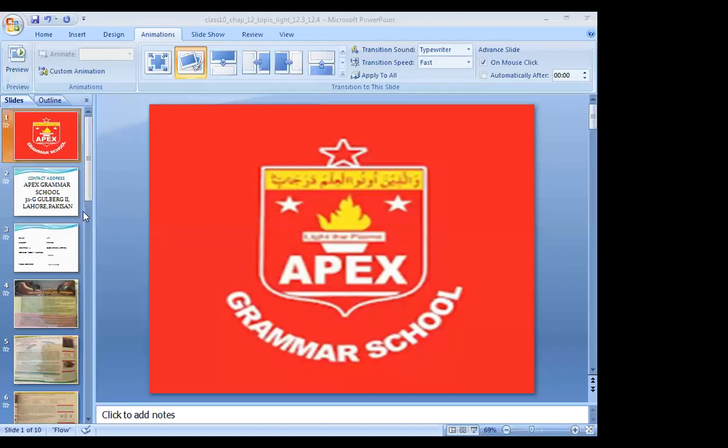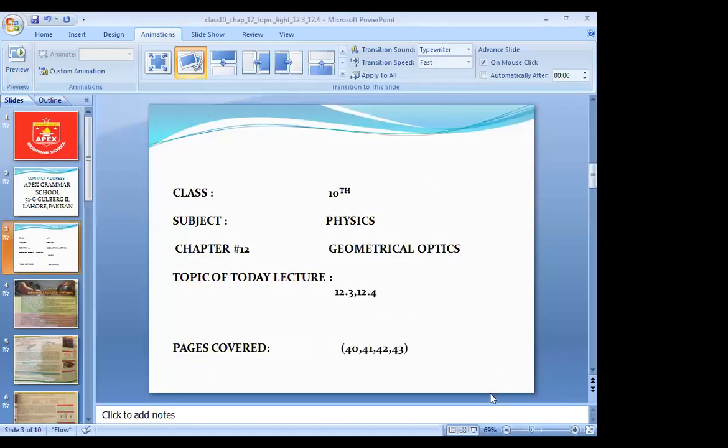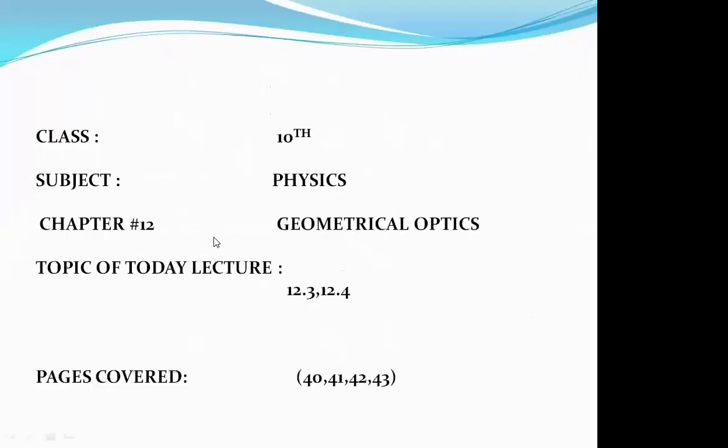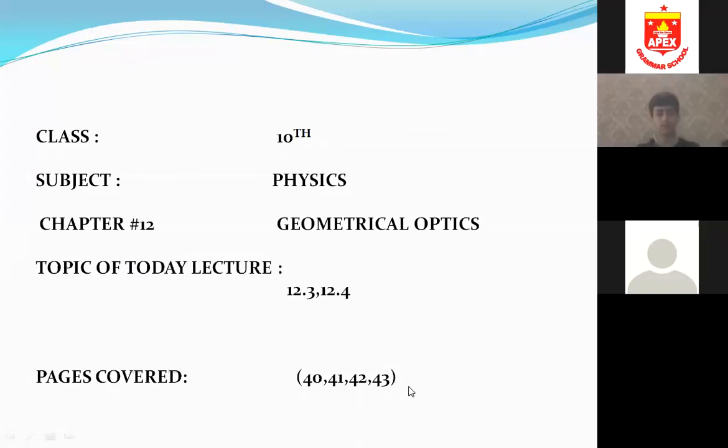Today, we are going to do class 10, subject physics, chapter number 12, Geometrical Optics. We have already covered articles 12.1 and 12.2 in our last lecture. Today's topics are 12.3 and 12.4, pages 40, 41, 42, and 43. We will cover these four pages today.